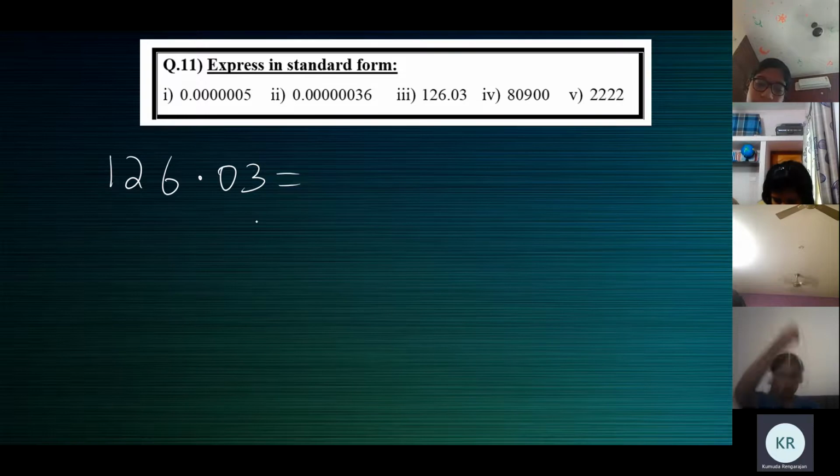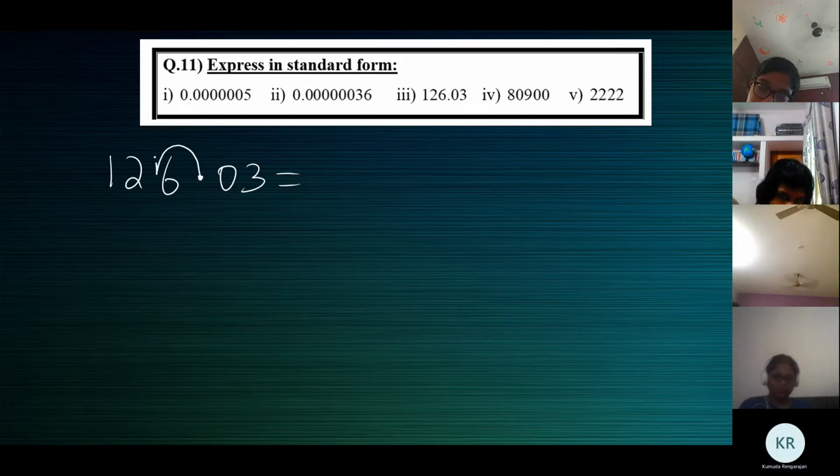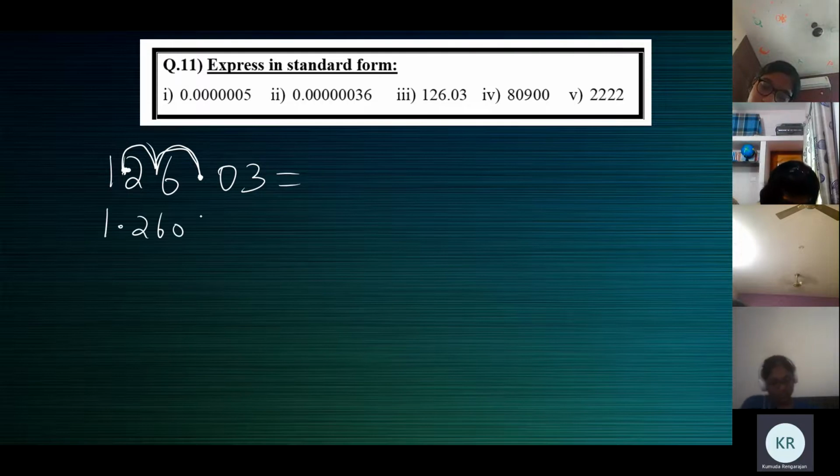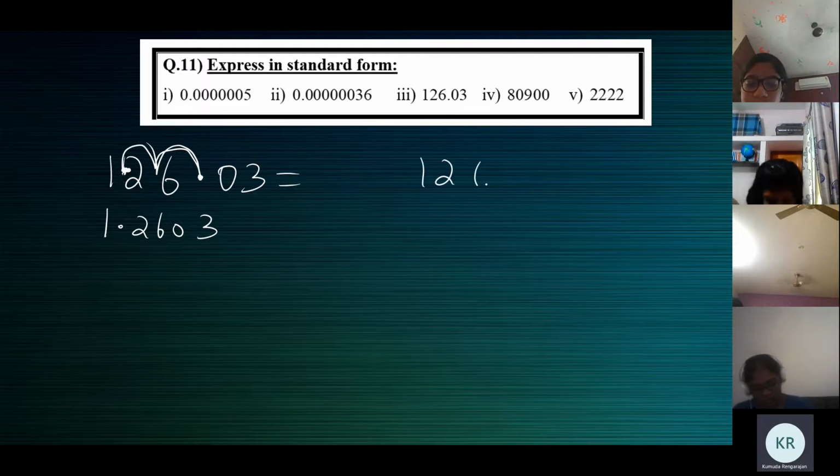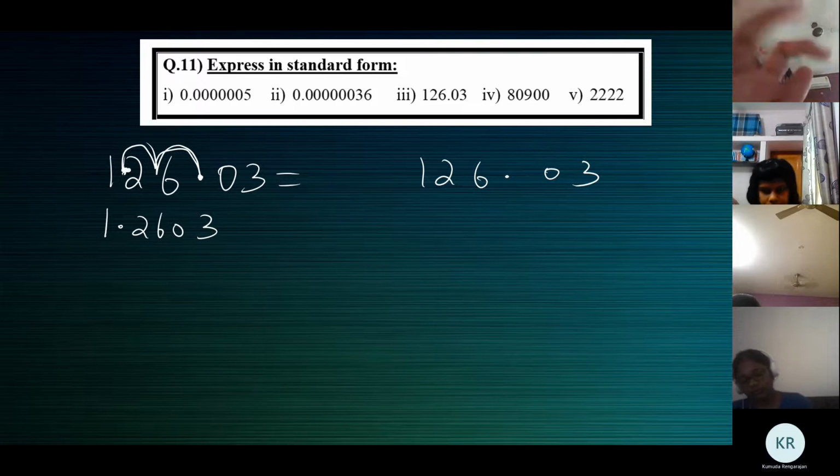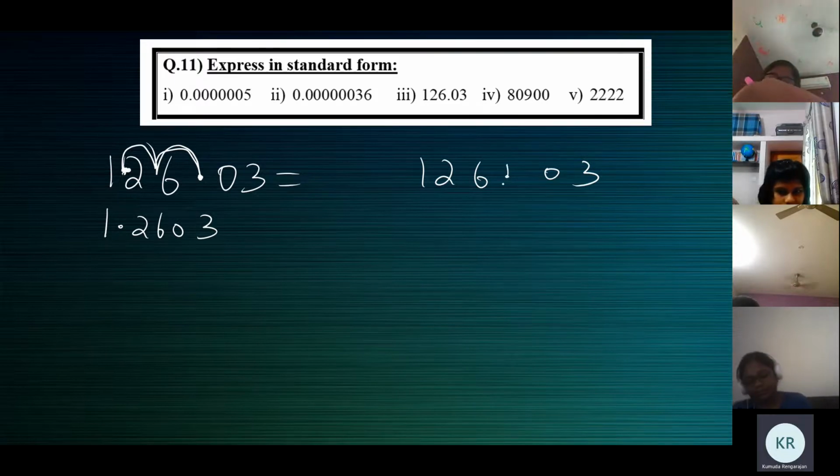So 126.03. Now we need to move the decimal point to the left like this. 1, 2. When you move the decimal point here, the number becomes 1.2603. The given number is 126.03. You have to first find the value of K. The value of K can be 1 or anything more than 1, but less than 10. So you need to shift the decimal point like this.